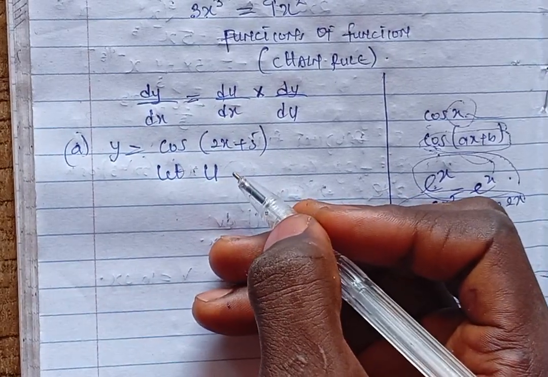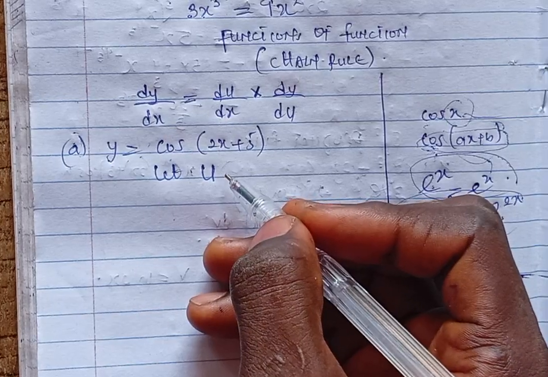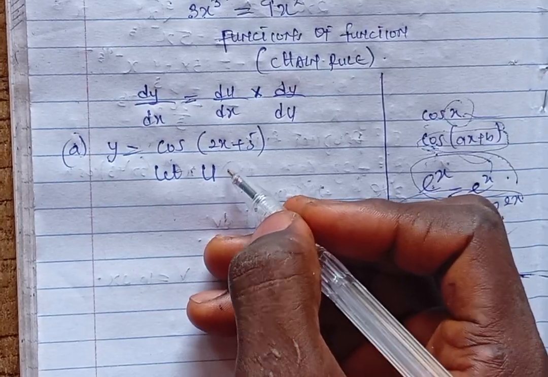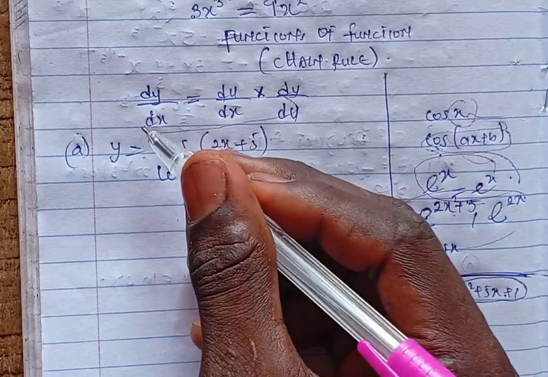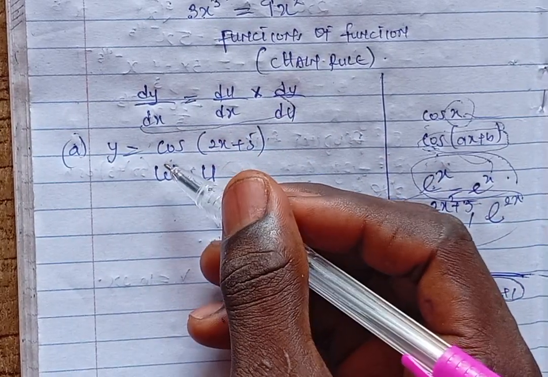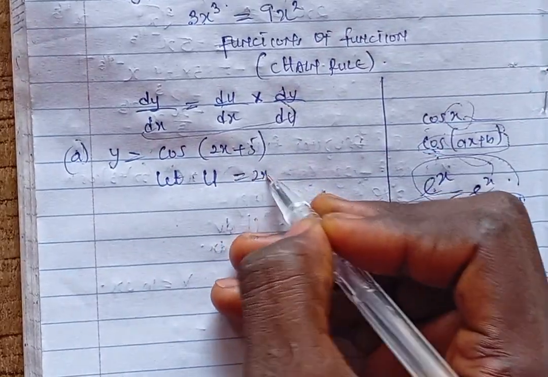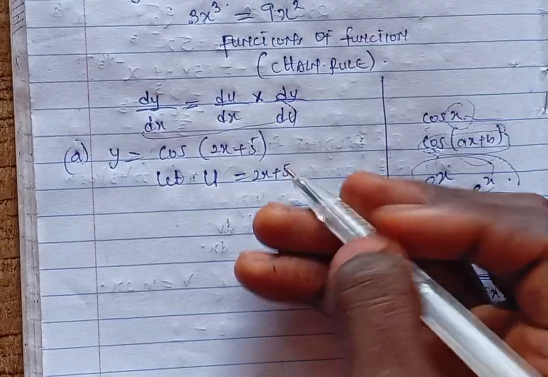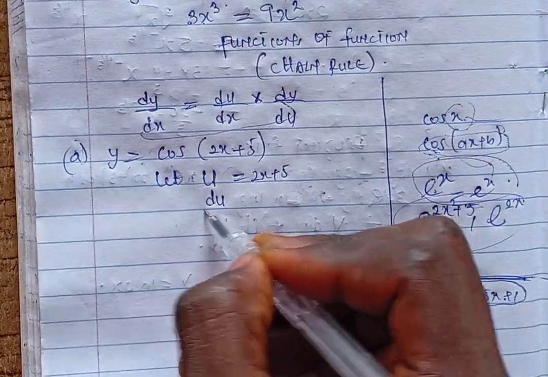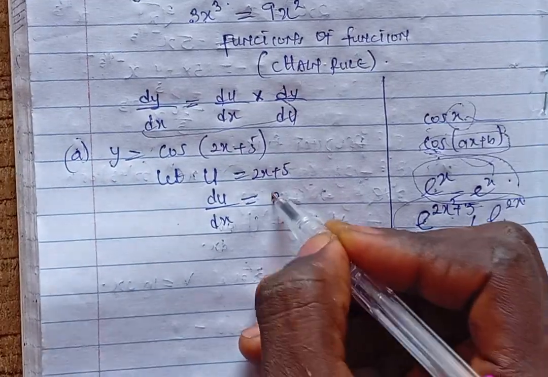It is not compulsory for you to use u. You may use m. Just make sure that your formula changes whenever you use a variable apart from u. Do you understand what I'm saying? So let u is equal to 2x plus 5. You differentiate it, and you remember how to differentiate. du/dx is equal to what? 2.